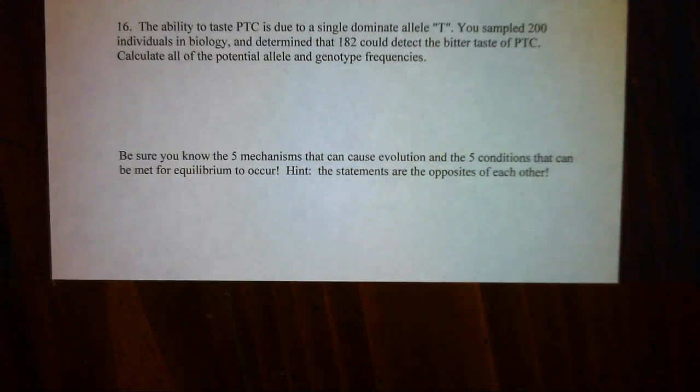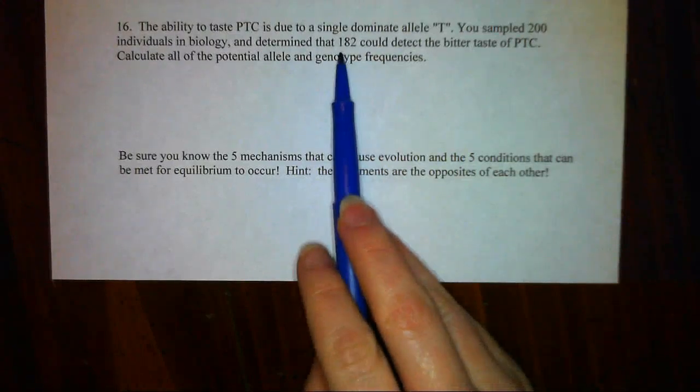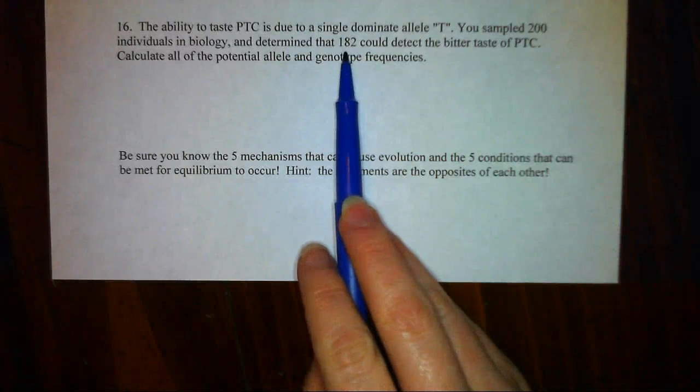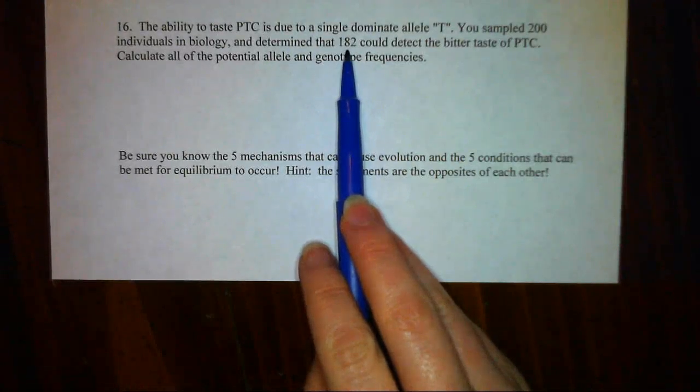Okay, our last scenario here is dealing with the ability to taste a chemical called PTC. The problem states that the ability to taste PTC, which some people can, some people cannot, is due to a single dominant allele. You've sampled 200 individuals in biology and determined that 182 could detect the bitter taste of PTC. So 182 people are either homozygous dominant or heterozygous.